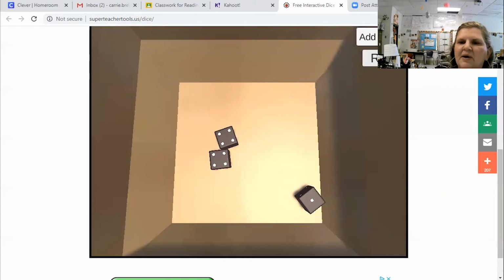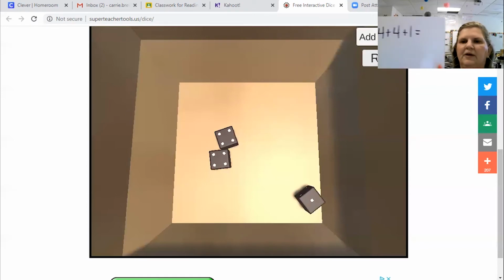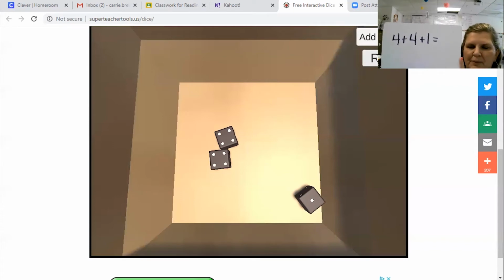Do we have a fast 10 here? Nope. So can we use the fast 10 strategy here? No, we can't. Well, what do I have here? You're right, I do have doubles here, don't I? Absolutely, I have doubles I can use. So if you look here, I have 4 plus 4 plus 1, right?